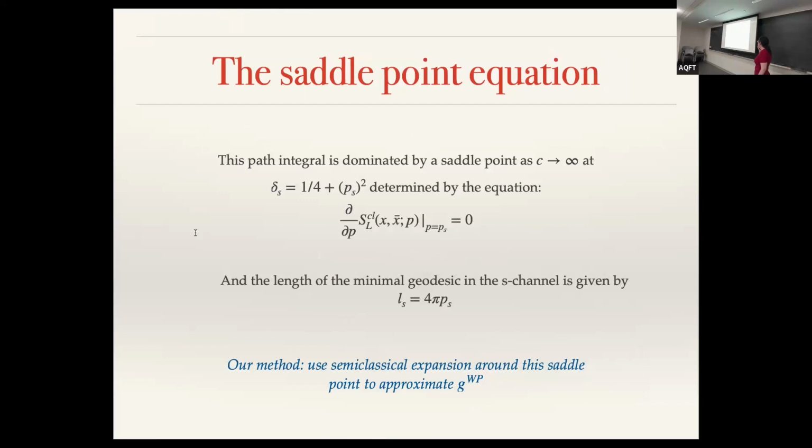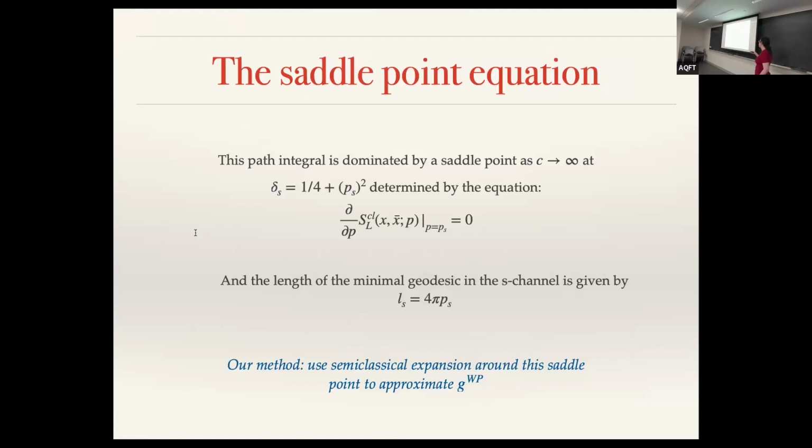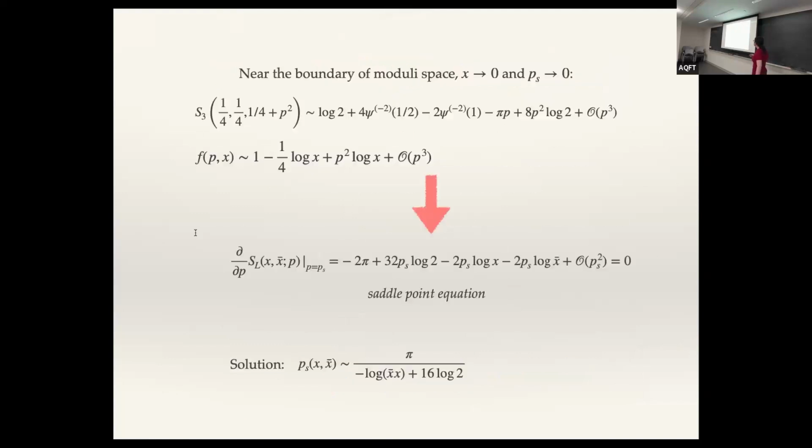Okay. And so if we can compute the classical action, then we can take derivatives and get the metric. So now I'm going to talk about this strategy for doing this semi-classical expansion and approximating the classical action. We have two functions to consider: the 3-point function and the conformal block. The 3-point function is known in closed form. It's some ratio of special functions, and you can expand it, for example, near the boundary of moduli space when the cross ratio goes to 0 and the saddle point momentum is near 0. And you can also expand the classical conformal block in this limit.